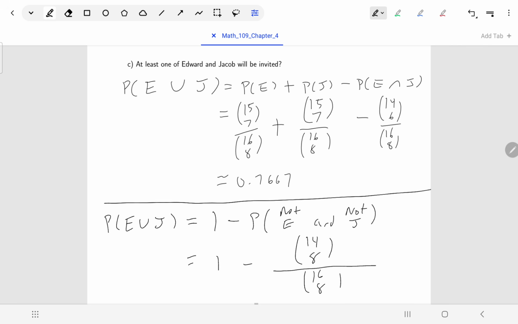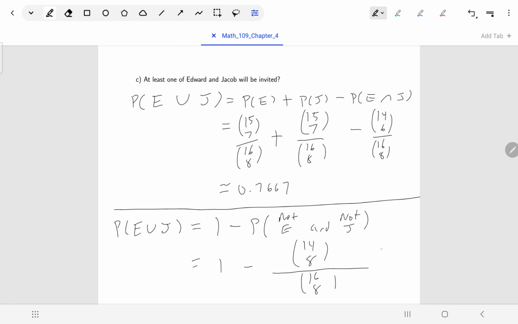And this gives you exactly the same answer as the previous. It gives you exactly the same 0.7667. It's just a question of which do you think is easier for you to compute. I think both of them are equally easy. So if you thought about that you already had enough information to use inclusion exclusion, then the first way is great. If you didn't and you thought about using the complement, that also works equally well.